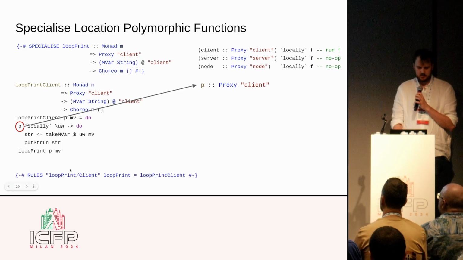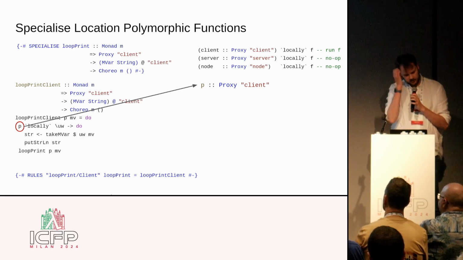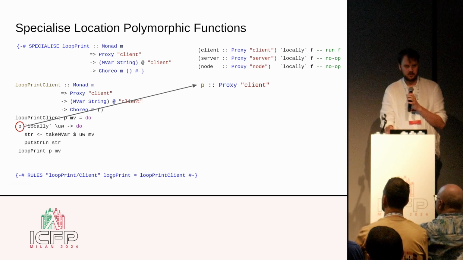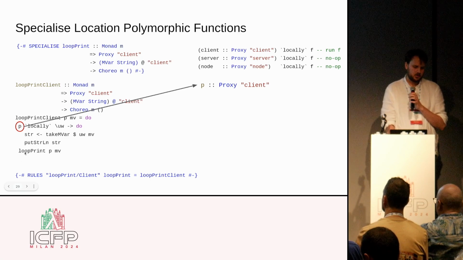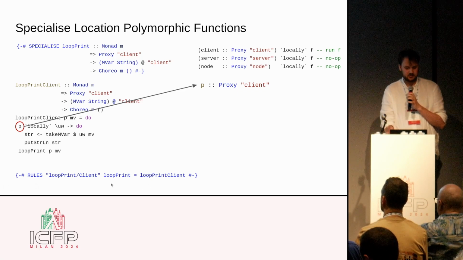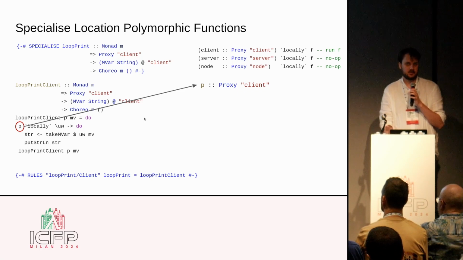It will also emit a rewrite rule. This is how specialization works. So when we see a call to loopPrint with a term that matches this type, Proxy Client, we'll rewrite that to call this specialized version instead. And this function, after specialization, the first step, is no longer recursive, because it calls loopPrint instead of itself. But this rule is going to fire and make sure that, after further optimization, it's recursive again.